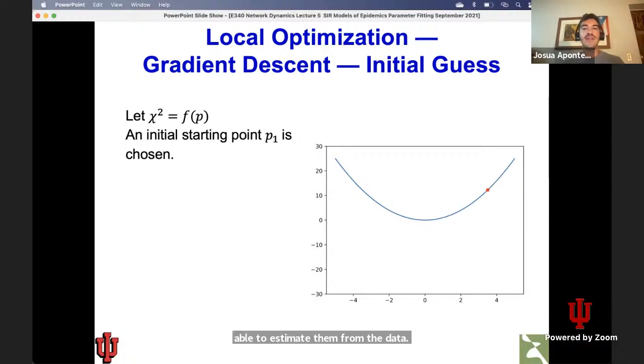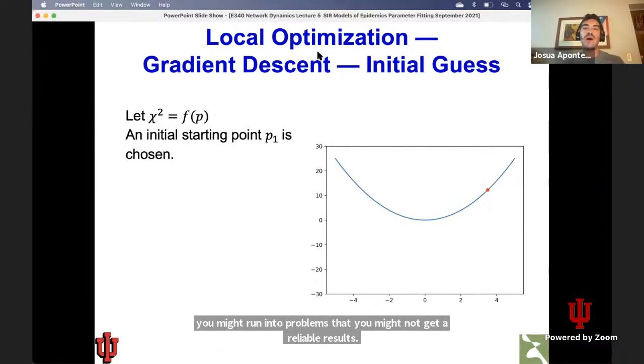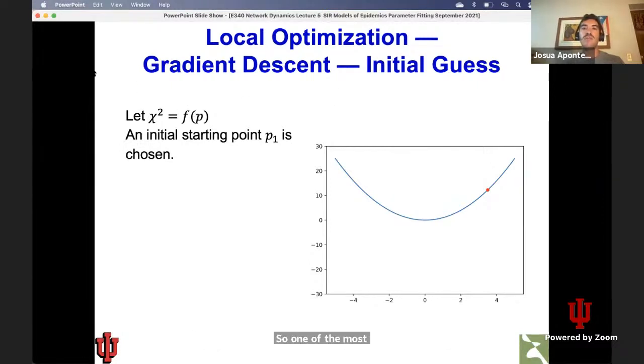So in those cases, you want to use some of these local optimization algorithms. They have the advantage that they're usually quite fast and less computationally expensive. But again, if you're not close enough to the best solution, you might run into problems and you might not get reliable results. So one of the most common algorithms is called gradient descent.